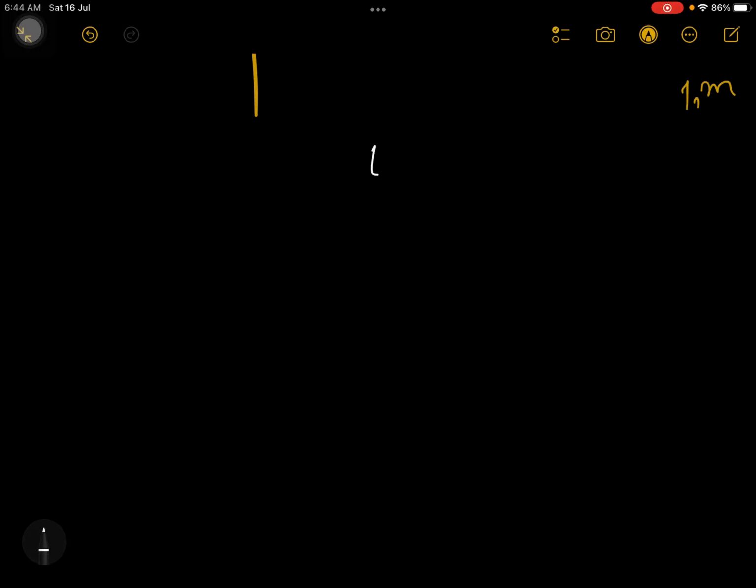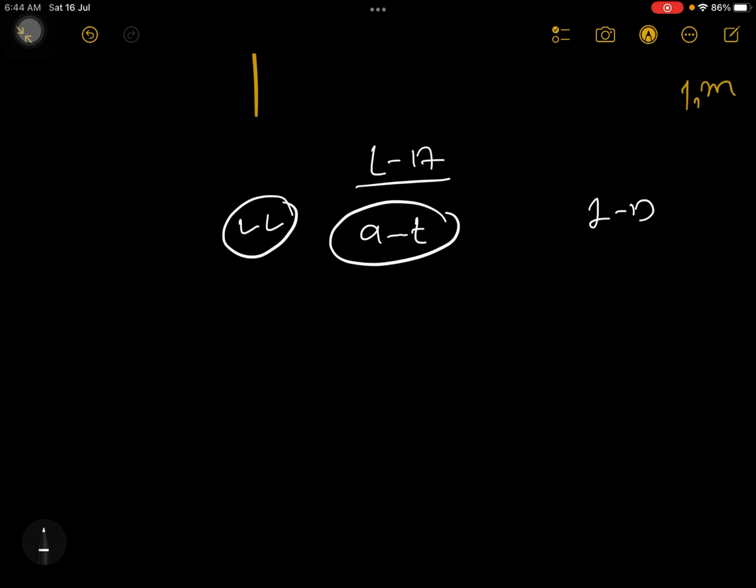So now this is our lecture 17, and in this lecture we are going to touch the last part of the graph series, and after that we'll start equation of motion in 1D. So today's graph is going to be based on the acceleration time graph.